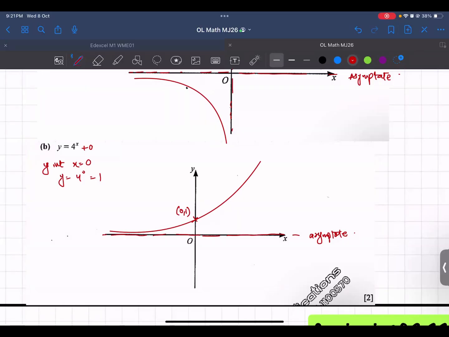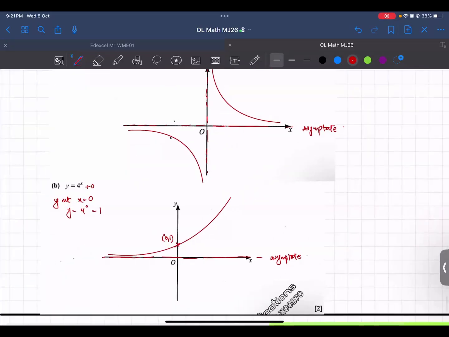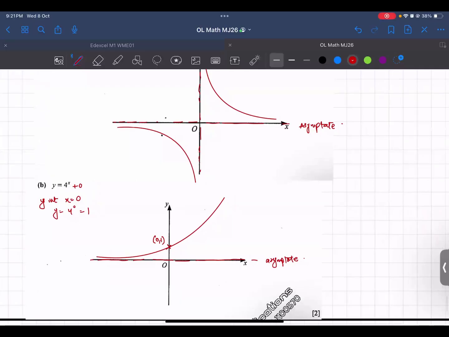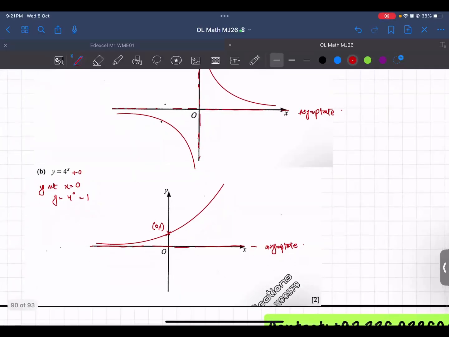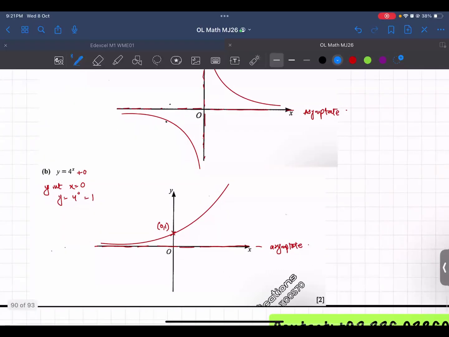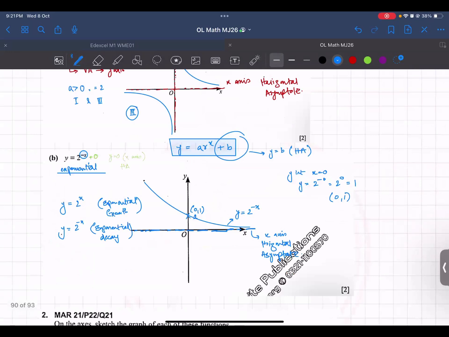Any questions, anyone? Sir, why does this start from the left? Exponential growth, right? Your power x is positive. Positive power. So this is exponential growth. The one above was negative. 4 power x was positive, and the one above was negative 2 power negative x.